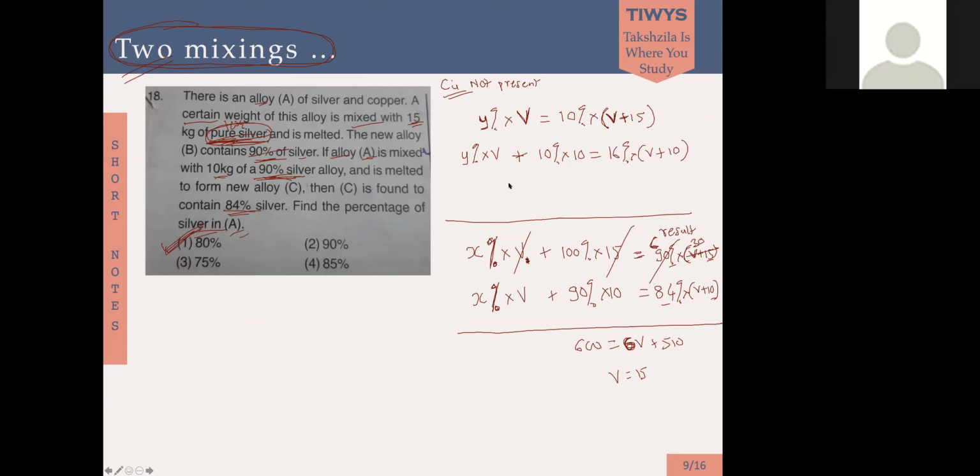Sir, why did you take 10% in the second statement? It did mention the 10% is copper, right?